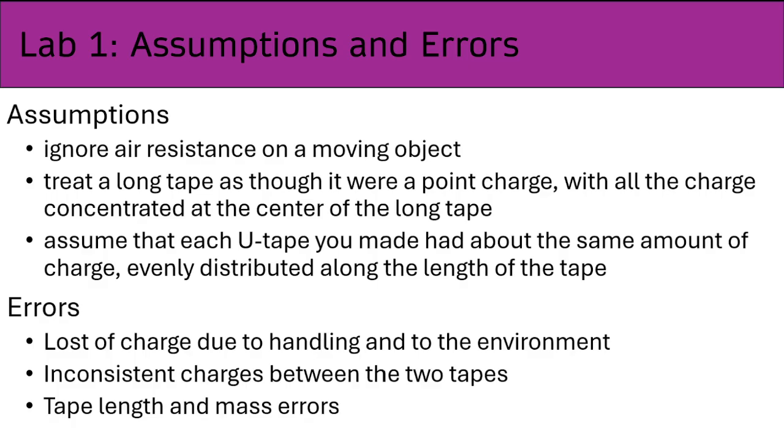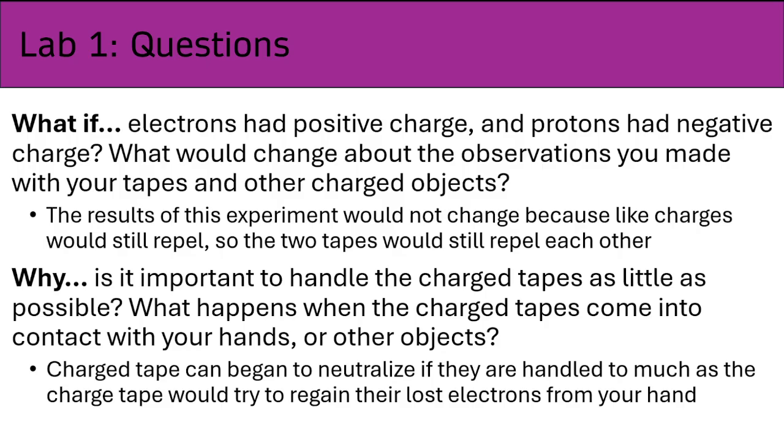Sources of error: loss of charge due to handling and to the environment, inconsistent charges between the two tapes, and tape length and mass errors. So, what if electrons had positive charge and protons had negative charge? What changed about the observations you made with the tape and the charged objects? The result would be the same since it's still two opposite charges.